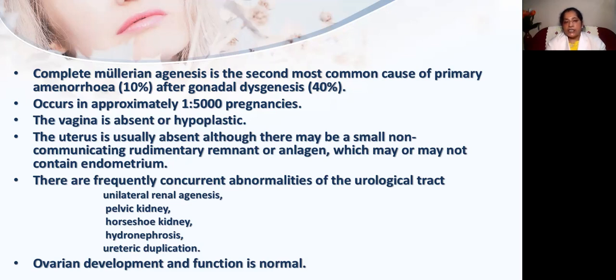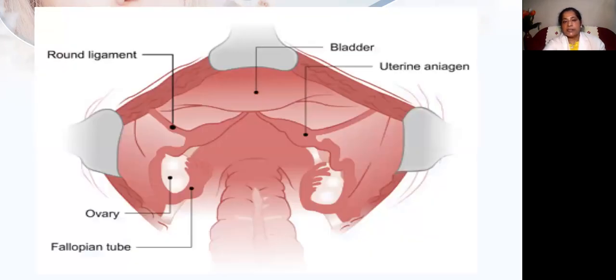This is associated with concurrent abnormalities of the urogenital tract like unilateral renal agenesis, pelvic kidney, horseshoe kidney, hydronephrosis, and ureteric duplication. In such women, the ovarian development and function is normal. So overtly, the phenotype is female. She is a female, but there is Mullerian agenesis. The vagina is absent, and many times the whole of the uterus is absent or is present in the form of a remnant. So this is how it looks on a laparoscopic view.